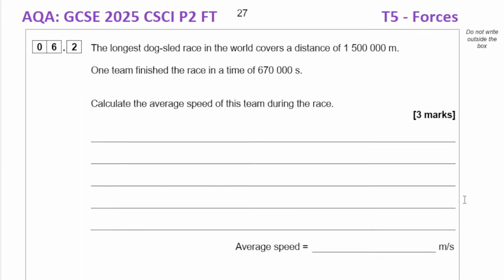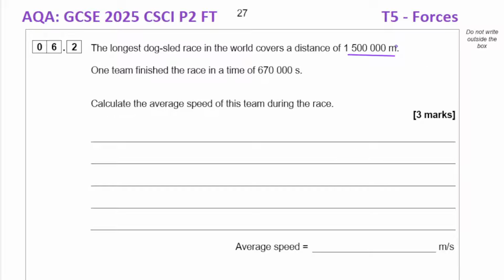The longest dog sled race in the world covers a distance of 1,500,000 meters. That's 1,500 kilometers. That's a really long distance. One team finished the race in a time of 670,000 seconds. Calculate the average speed of the team during the race in meters per second.